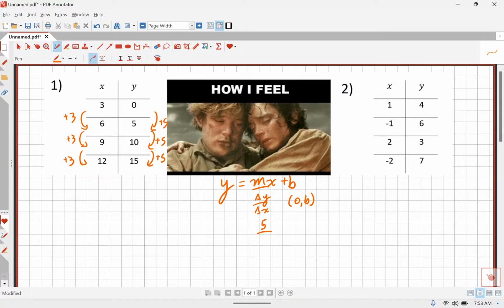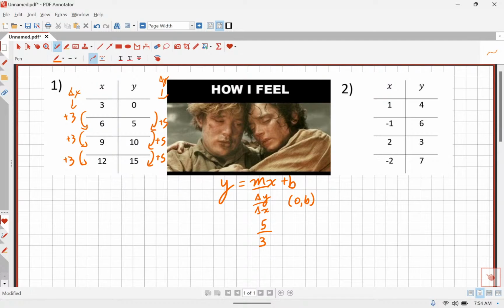That's right, because 5 is on the y side, and that's my change in y, and then 3 is on the x side, that's my change in x. So 5/3 is the slope. Beautiful. But now I don't have the y-intercept. Do you know how I can get the y-intercept?